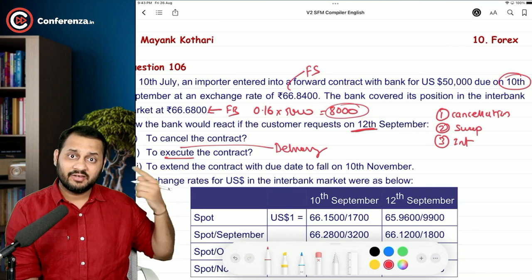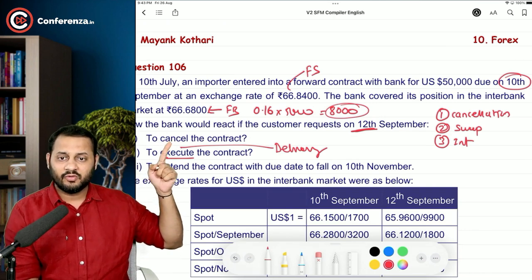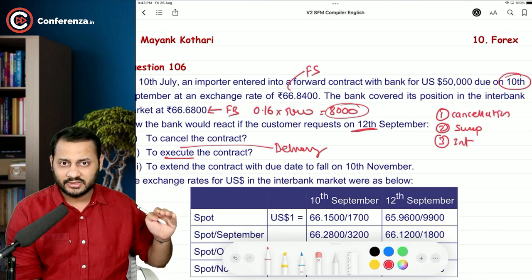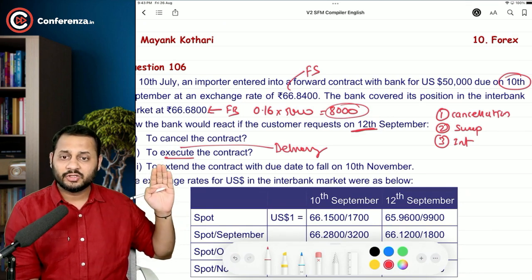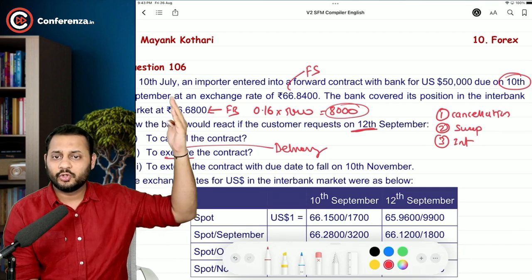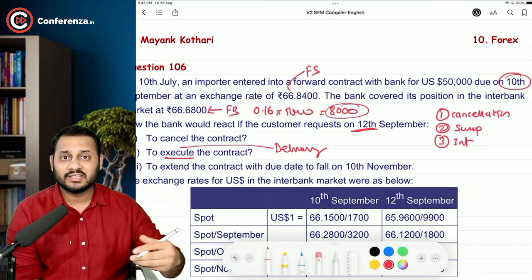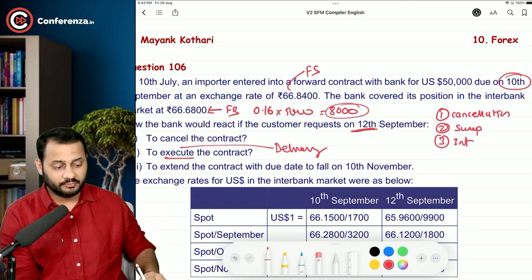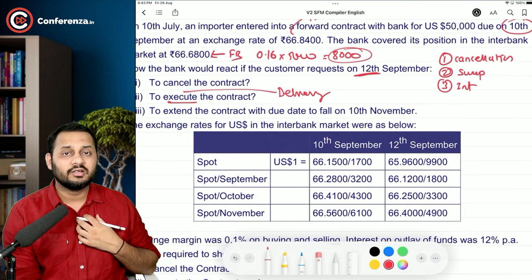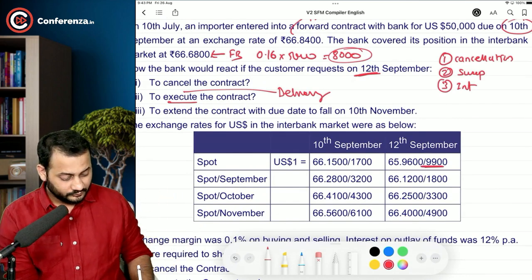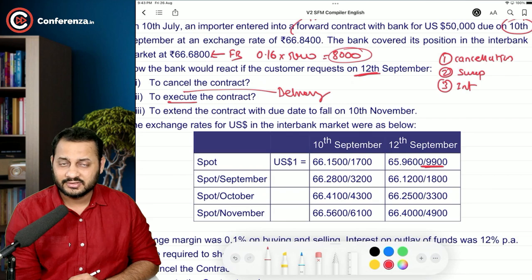Now, apart from this cost, if he wants to cancel, there is nothing else which is required. No other action is required to be taken here. If he wants to execute, that means he wants to buy $50,000, he buys it at spot rate. Bank will sell it to the customer at the spot rate of 12th of September, the bank's asking rate, sell rate.